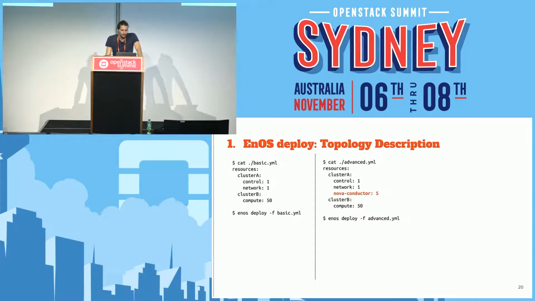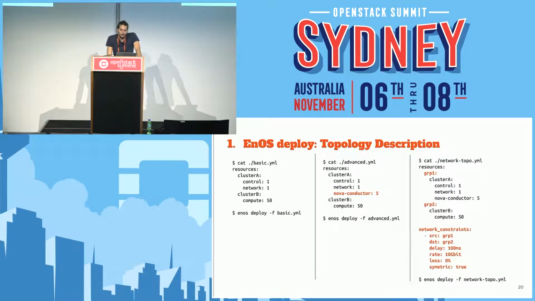The last example shows you how to define network constraints in our desired topology. To that end, it is possible to declare groups of nodes. So you can see here group 1 and group 2. After that, we can express some network constraints on these groups. So here, for example, we can express the fact that we want a latency of 100 milliseconds between group 1 and group 2.